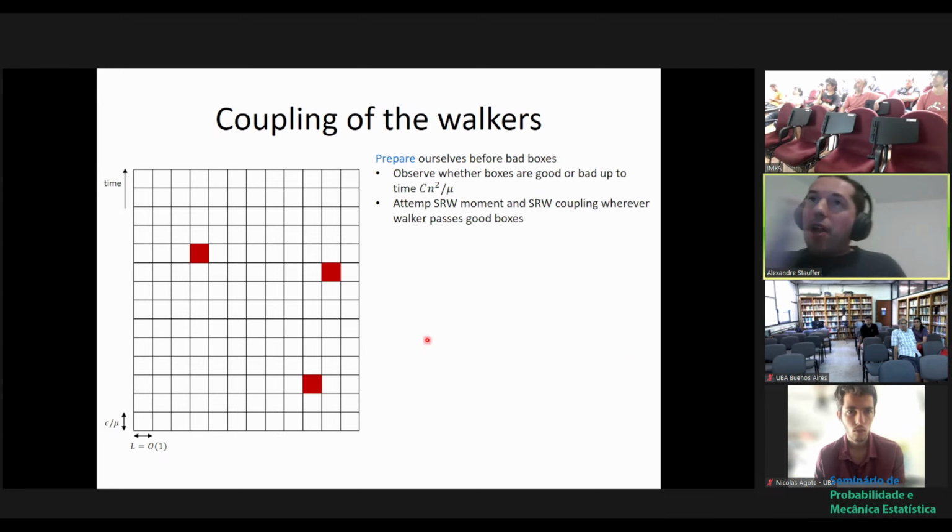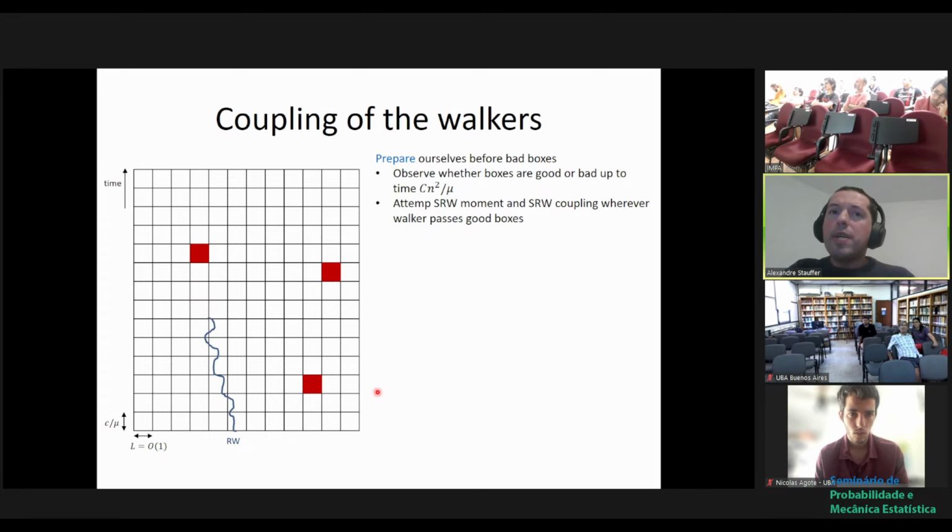So let me now give you an overall picture of how this is implemented. The idea is that we want to prepare ourselves before bad boxes, so that identity coupling is likely to be successful. Actually, in our case, it will be successful. So how do we do this? We just observe whether boxes are good or bad during the whole space, but up to some big constant times n square over mu. Just observe all of them. That's the picture I'm drawing on the left here. We tessellate up to this time, and we observe for each box whether it is good or bad. And we are drawing the bad boxes in red.